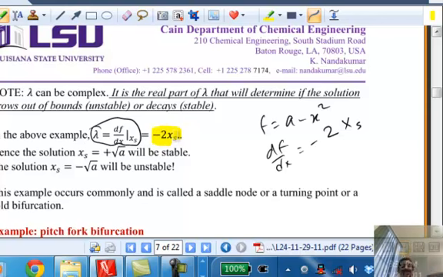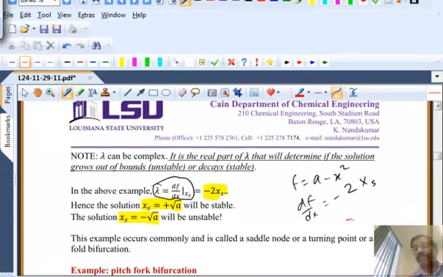But we know what xs is, the steady state solution. One solution has xs equals plus square root of a. The other one has xs equal to minus square root of a. Remember, these are the two solutions that we plotted. Something like this. This one corresponds to plus square root of a. This one corresponds to minus square root of a.